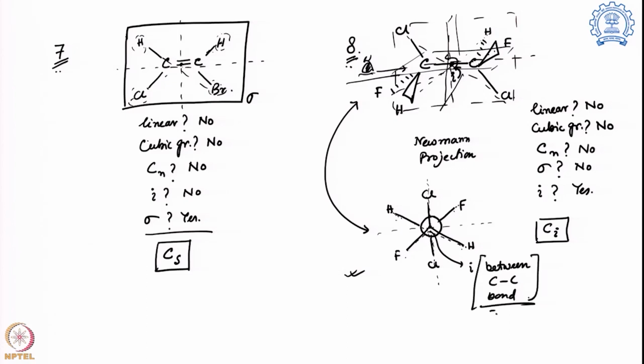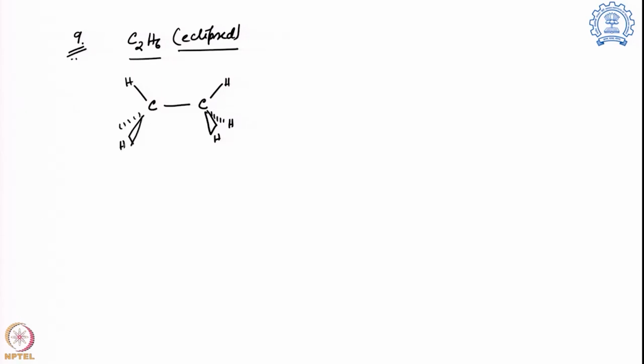So, with that we go to our next example, which is an ethane molecule present in its eclipsed configuration. As we know, the ethane molecule can be present in this kind of configuration. This is known as the eclipsed configuration, which is understood better if I draw the Newman projection of it.